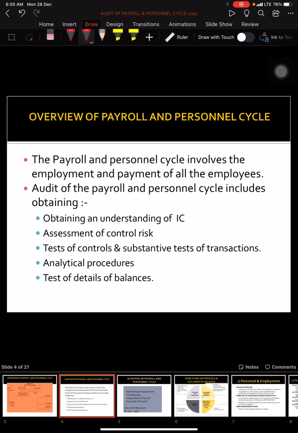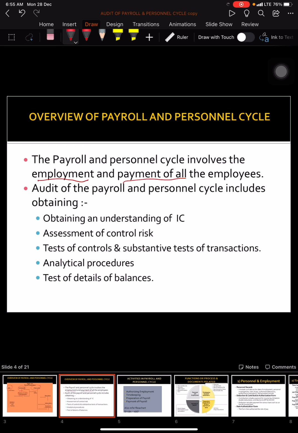All right, number one, the payroll and personnel cycle involves the employment. It means that it starts from how the employee is being appointed, and then how the payment is made to the employees.